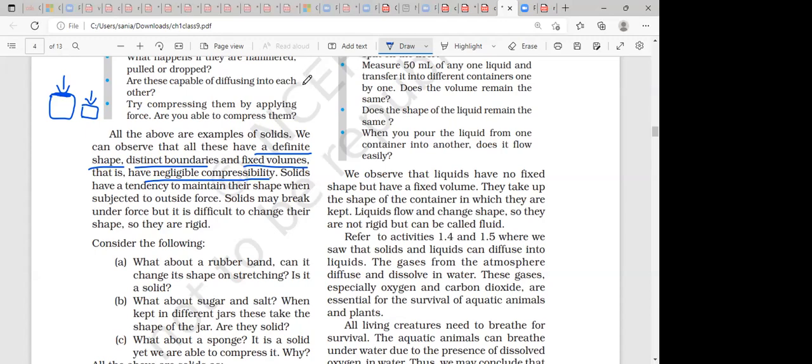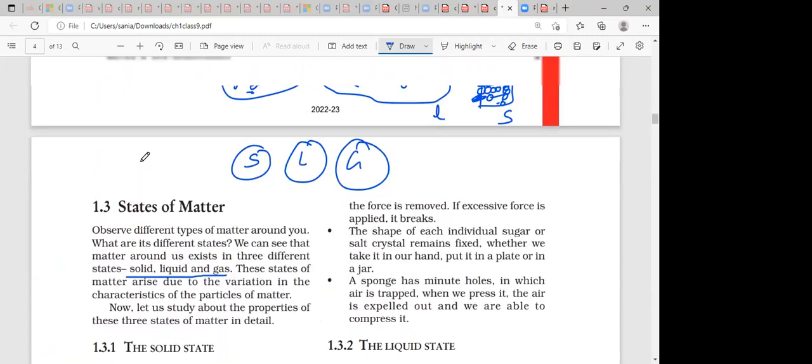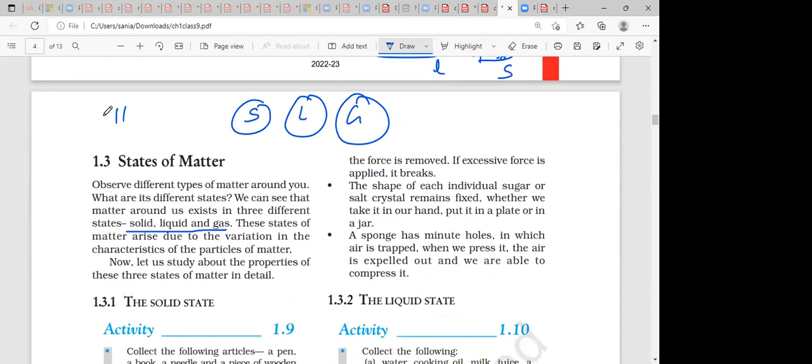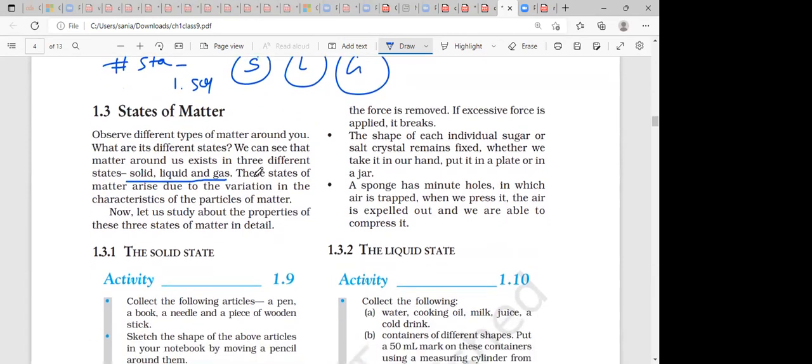Okay, so first, what will you write? You'll write a heading, hashtag states of matter. And after that, first, solid state. Okay, let me know once done. Done, ma'am.